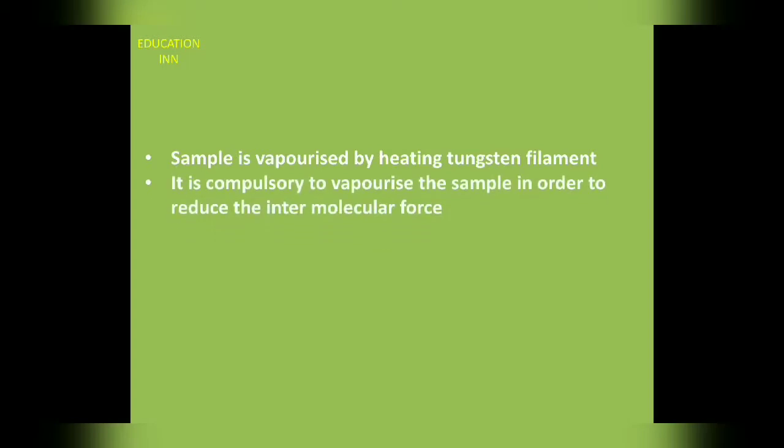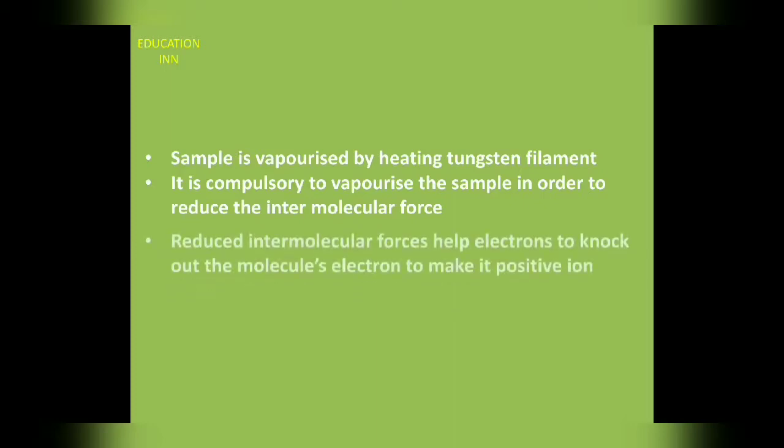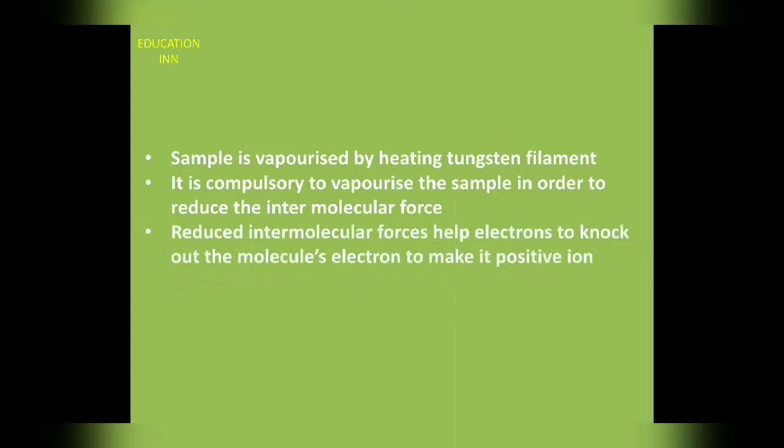It is compulsory to vaporize the sample in order to reduce the intermolecular force. When molecules are vaporized, they move apart from each other. When they move apart from each other, their intermolecular forces become weak. So it becomes easy to ionize them. Reduced intermolecular forces help electrons coming from electron gun to knock out the molecule's electron to make it positive ion.